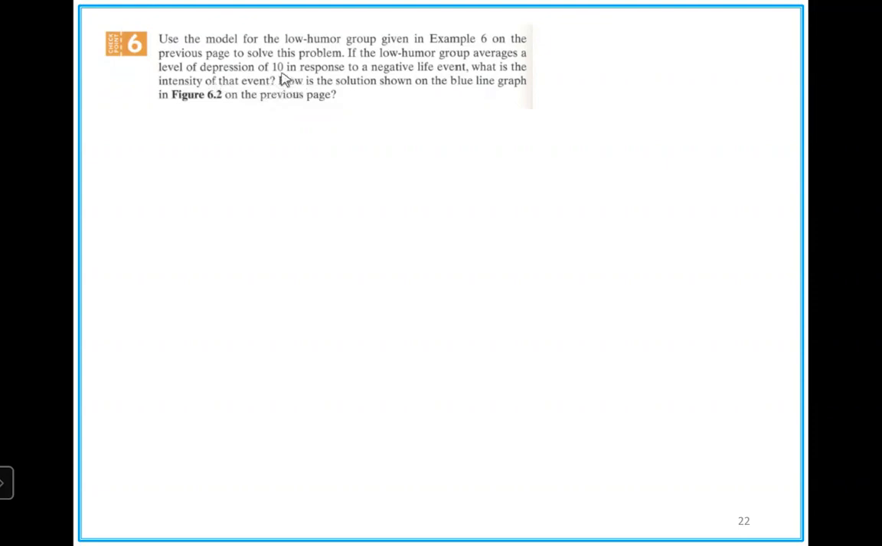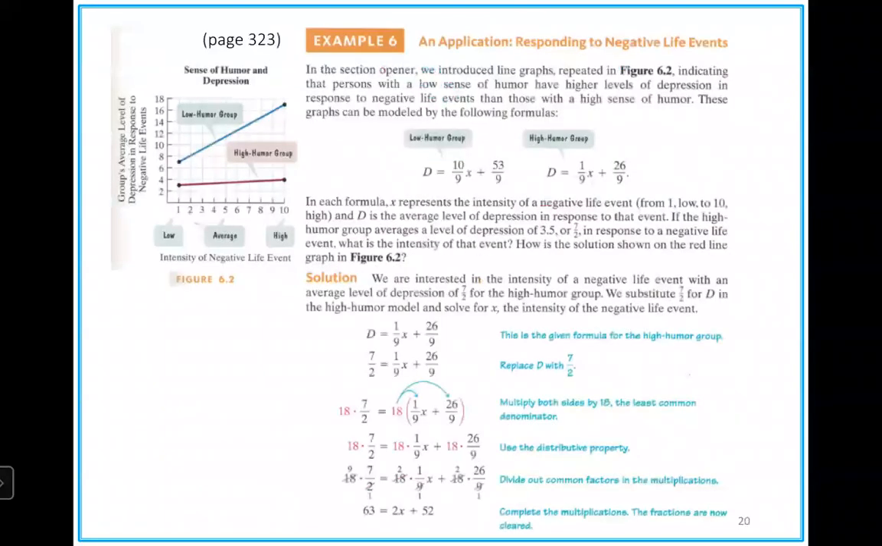So we're going to use the other formula, the one for the low humor group. It says the level of depression is 10. So you could almost guess your response, because we're doing the low humor group, and this is the line for that group. The level is 10. So if you go straight across from 10 to the blue line and come down, can you give a rough guess as to what the intensity is?